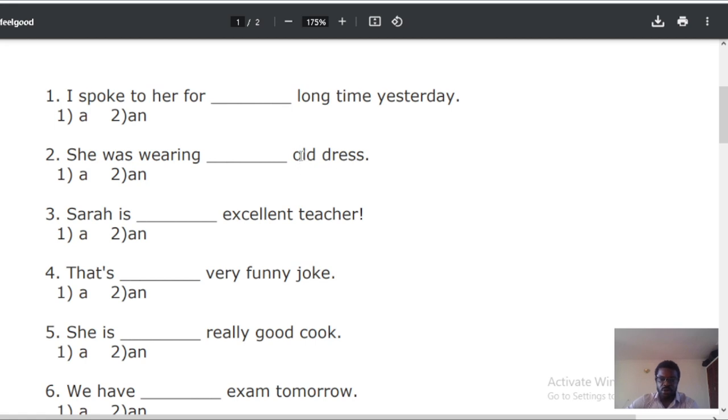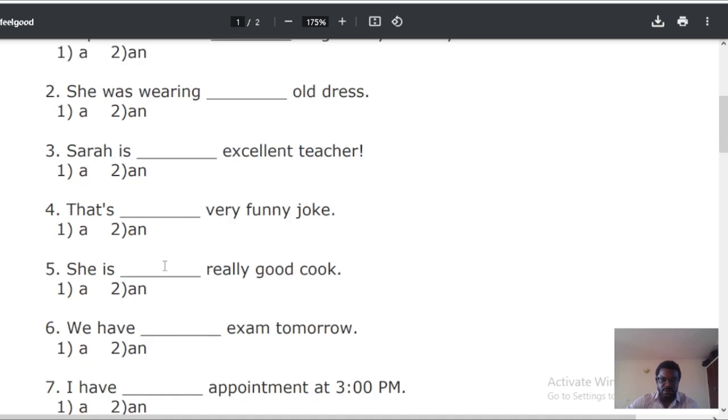Number 2, she was wearing an old dress. You see, O is what? A vowel. Number 3, Sarah is an excellent teacher. You see, because E is what? A vowel. Number 4, that is a very funny joke, because V is a consonant.